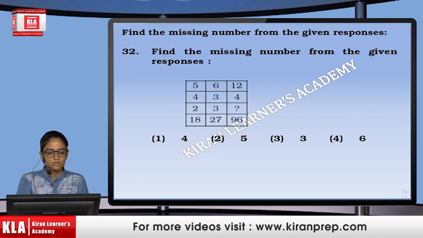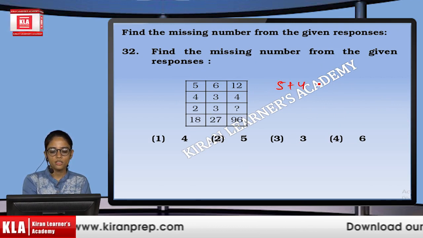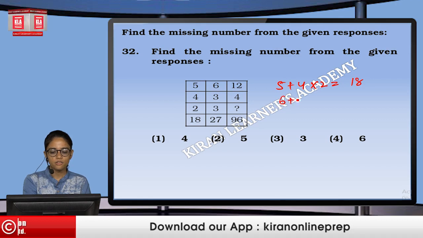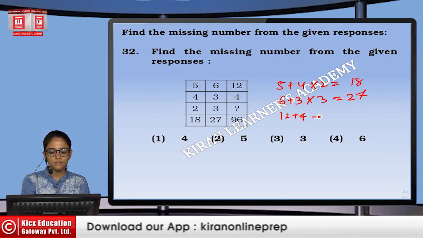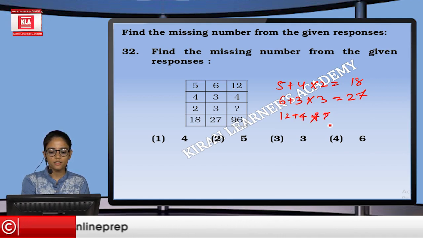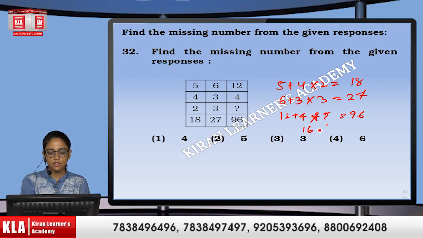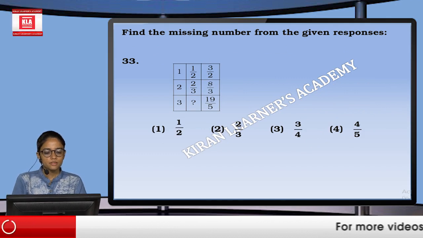Next question. 5 plus 4 into 2, that will give you 18. 6 plus 3, that is 9, into 3 will give you 27. 12 plus 4 into question mark will give you 96. That means 16 into question mark will give you 96. That means question mark is equal to 6. Fourth option.